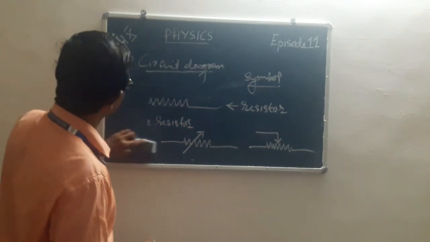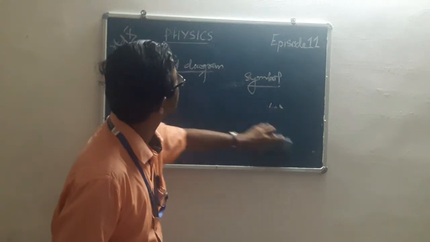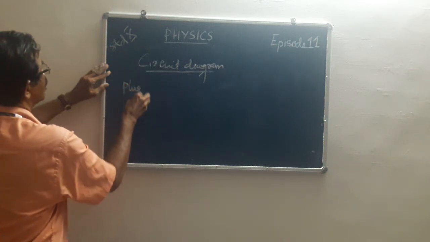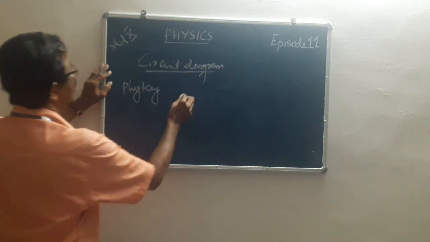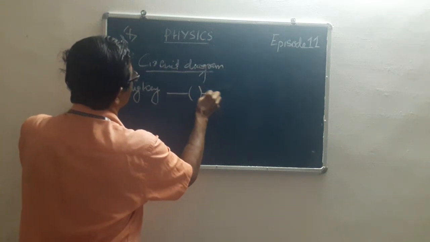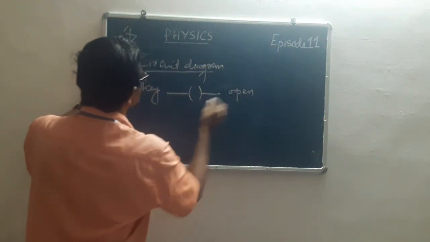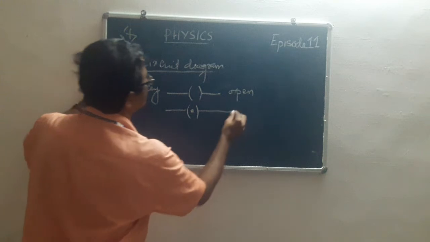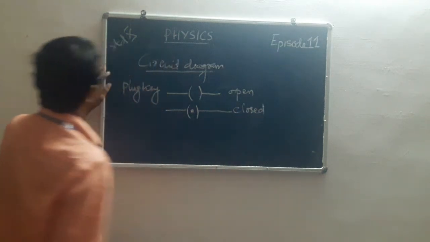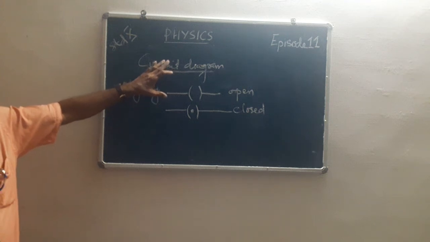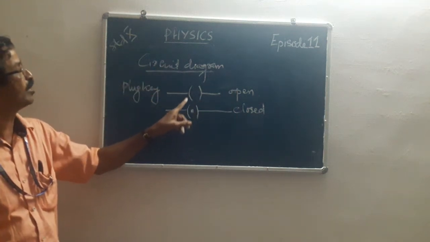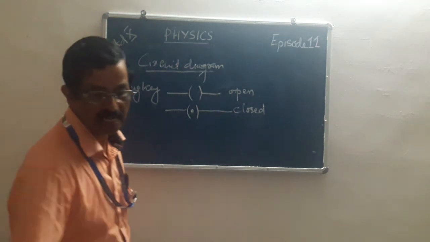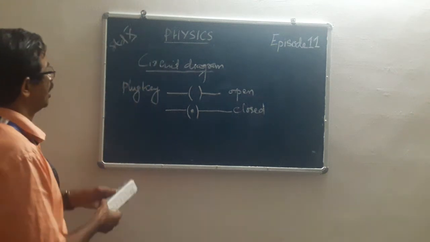Then the plug key. This one is open. This is closed. That means we can represent the plug key this way when it is open, and when it is closed, this is the symbol used for the plug key in a circuit diagram.